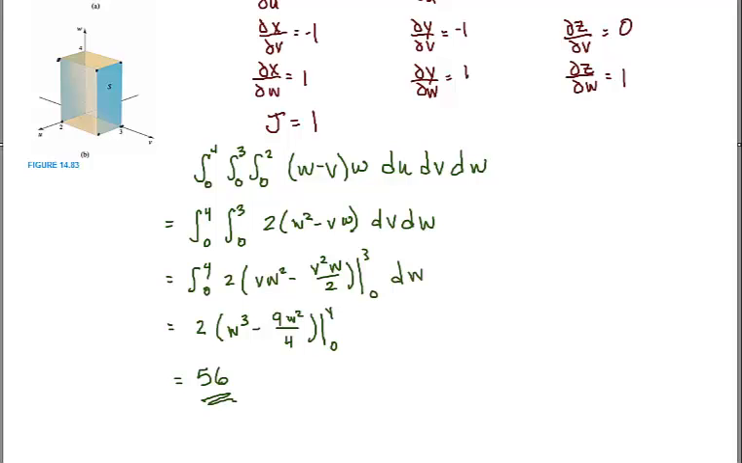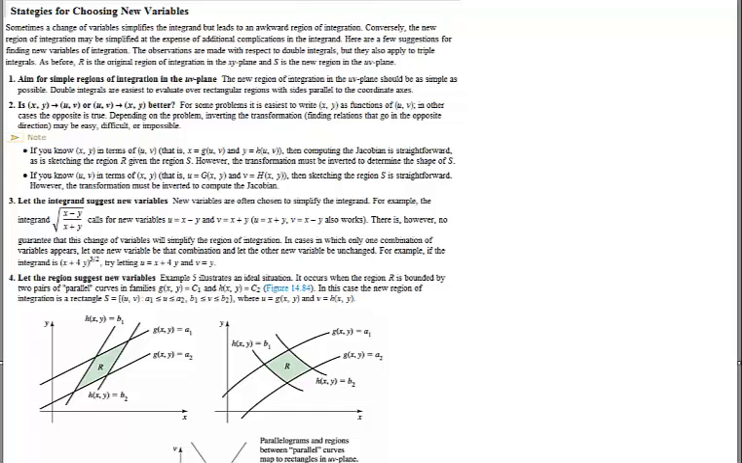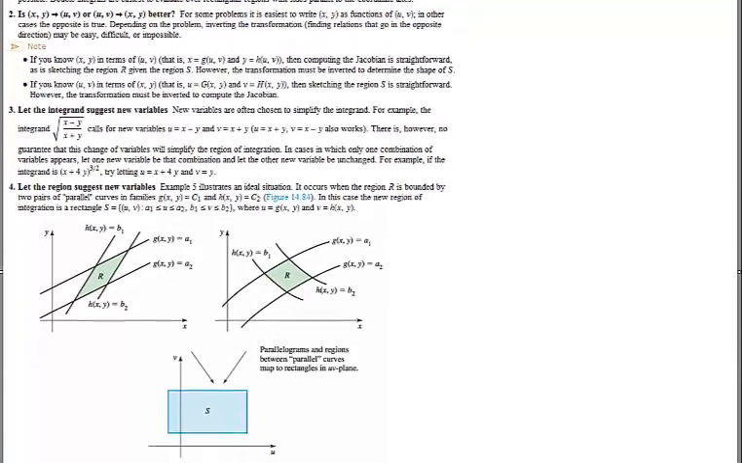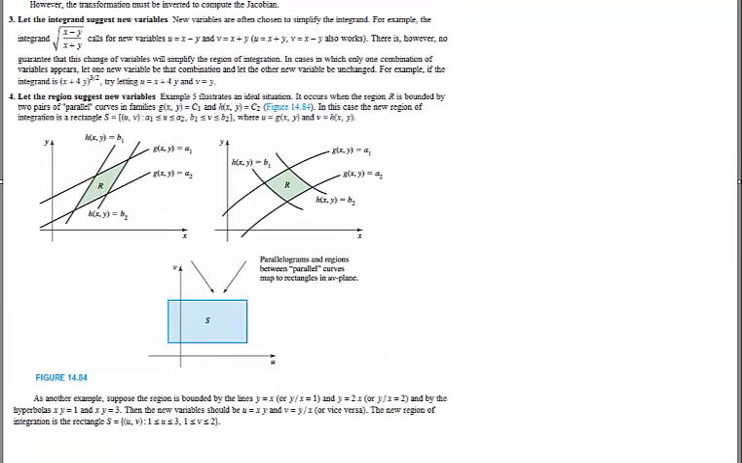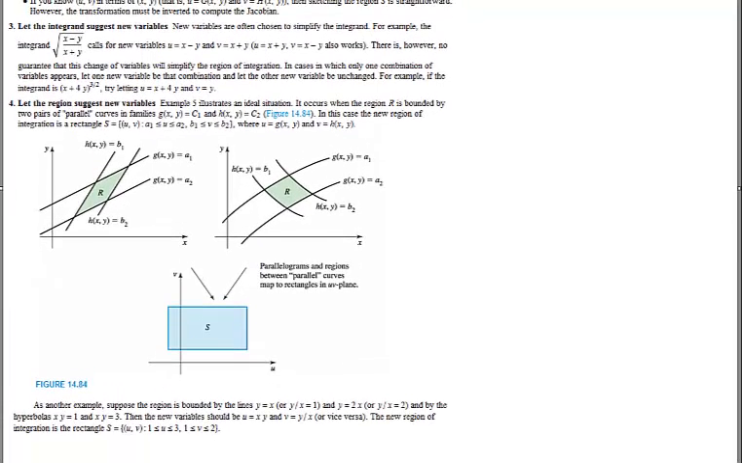And let's see what we have next. I've included in your notes strategies for choosing new variables. Hopefully you've gone through how it is that we decide what to pick for u and v, and if you have any question about that, be sure and email me or see me at the Collaborate.